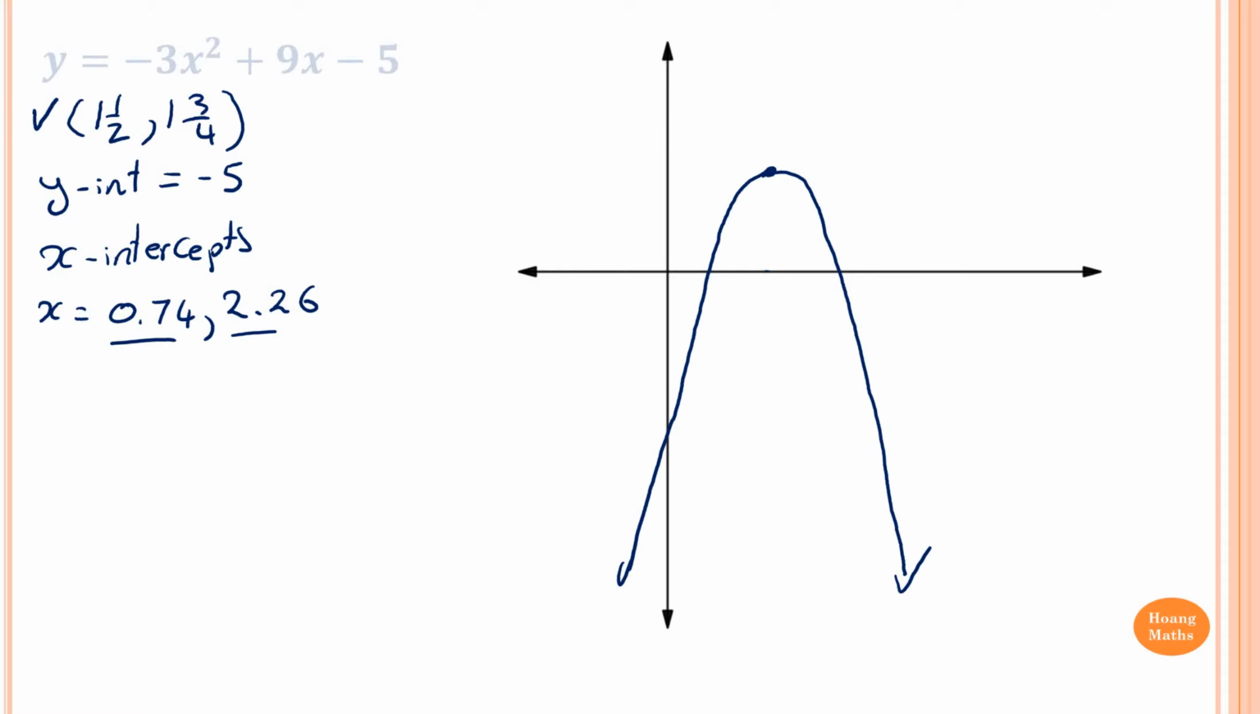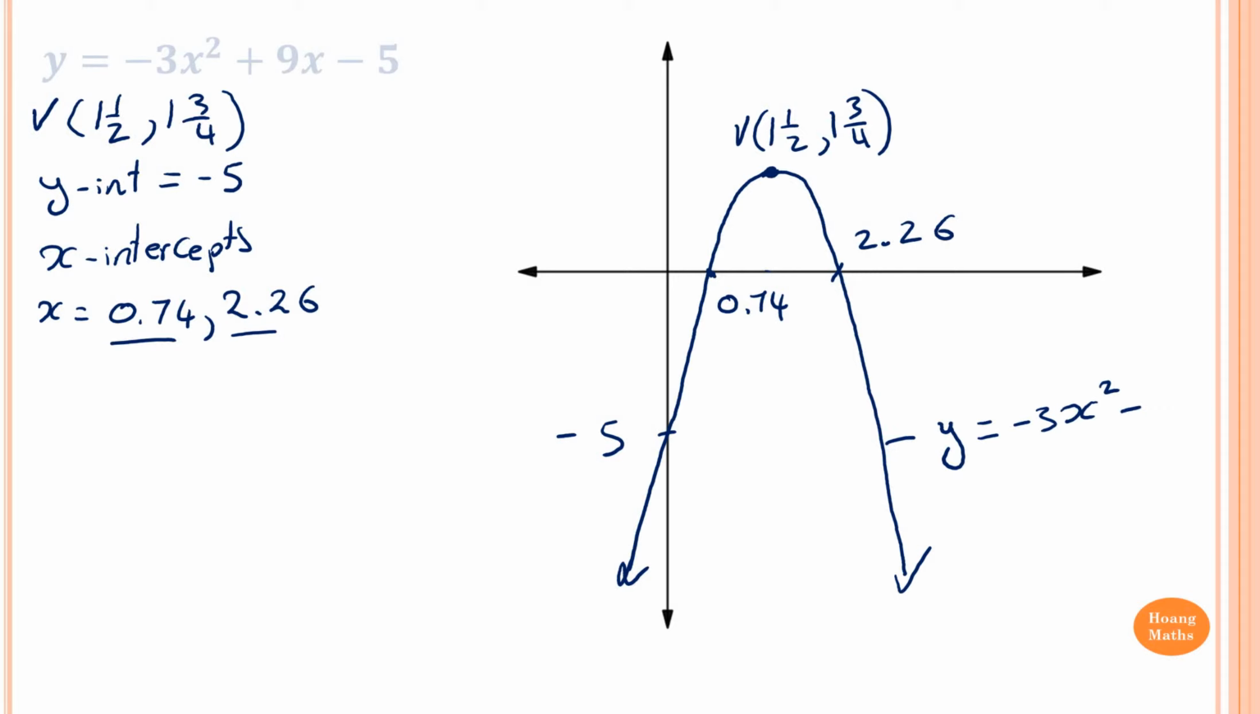That's all. So this one here, the turning point is 1.5 and then 1 3/4. And this one here is 2.26 and this one here is 0.74. And the y-intercept is -5. And the function is y is equal to -3x² + 9x - 5. This is x and y.